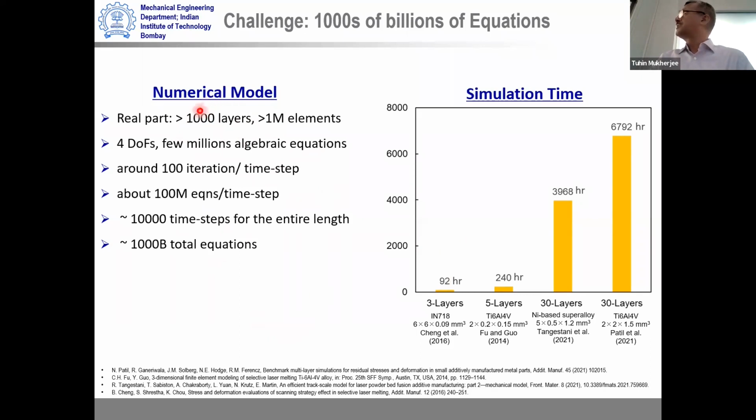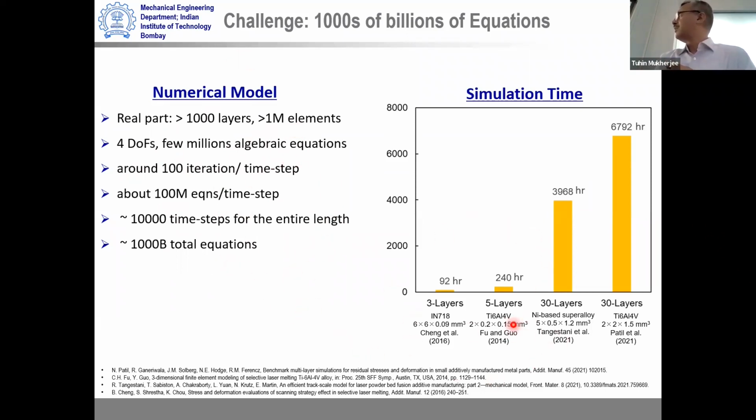It can have well over 1,000 layers. Each layer can be modeled by more than 1,000,000 elements. Each node within the elements, as you know in the finite element method, can have 4 degrees of freedom: 3 different displacements and temperature. And if we want to model the whole process, you can think of a three-dimensional part having multiple tracks, thousands of layers, many tracks. It can lead to a huge problem.